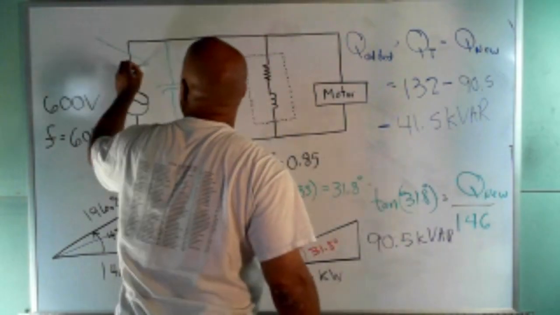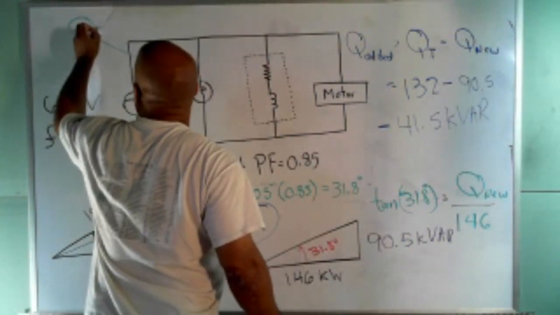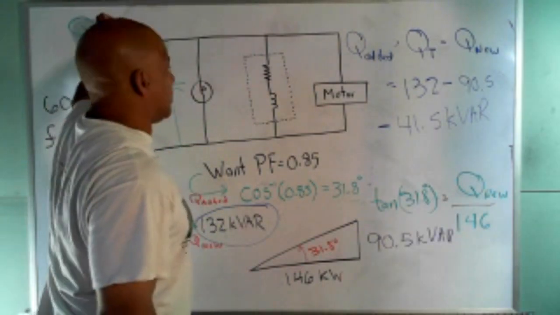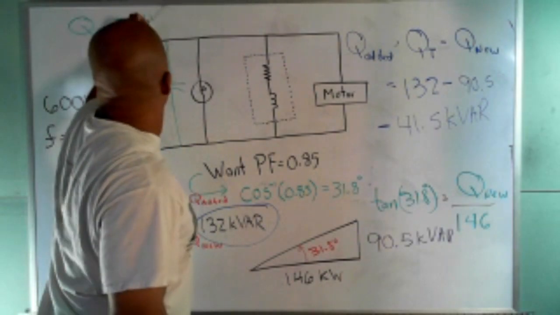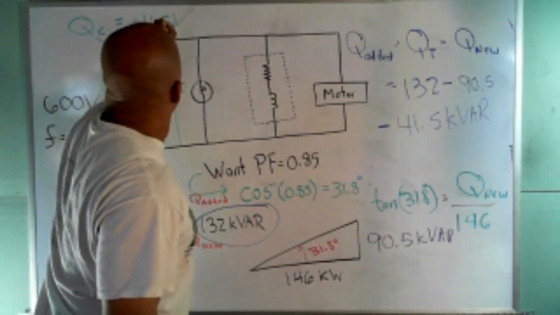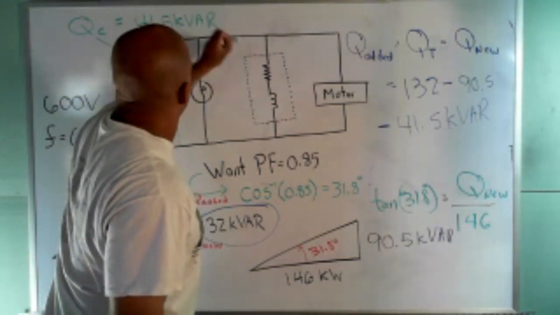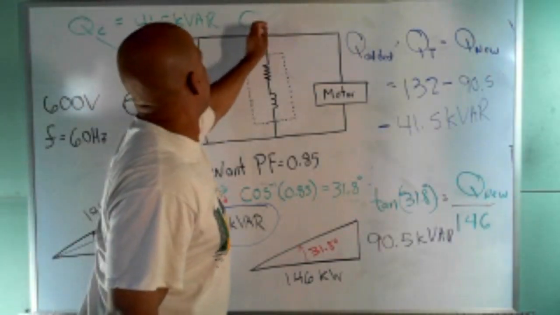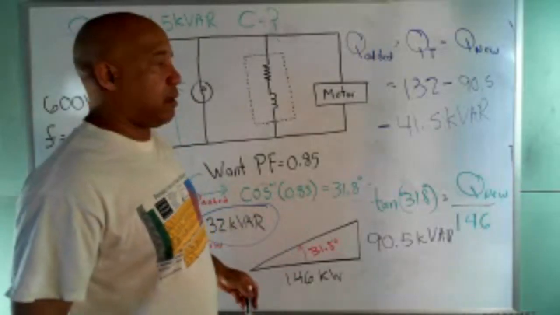And that right there, I'm going to have some negative vars. So I'm going to add some QC there. And I know that QC is going to equal 41.5 kVAR. The question is, what size capacitor do I make it? How many microfarads is that?